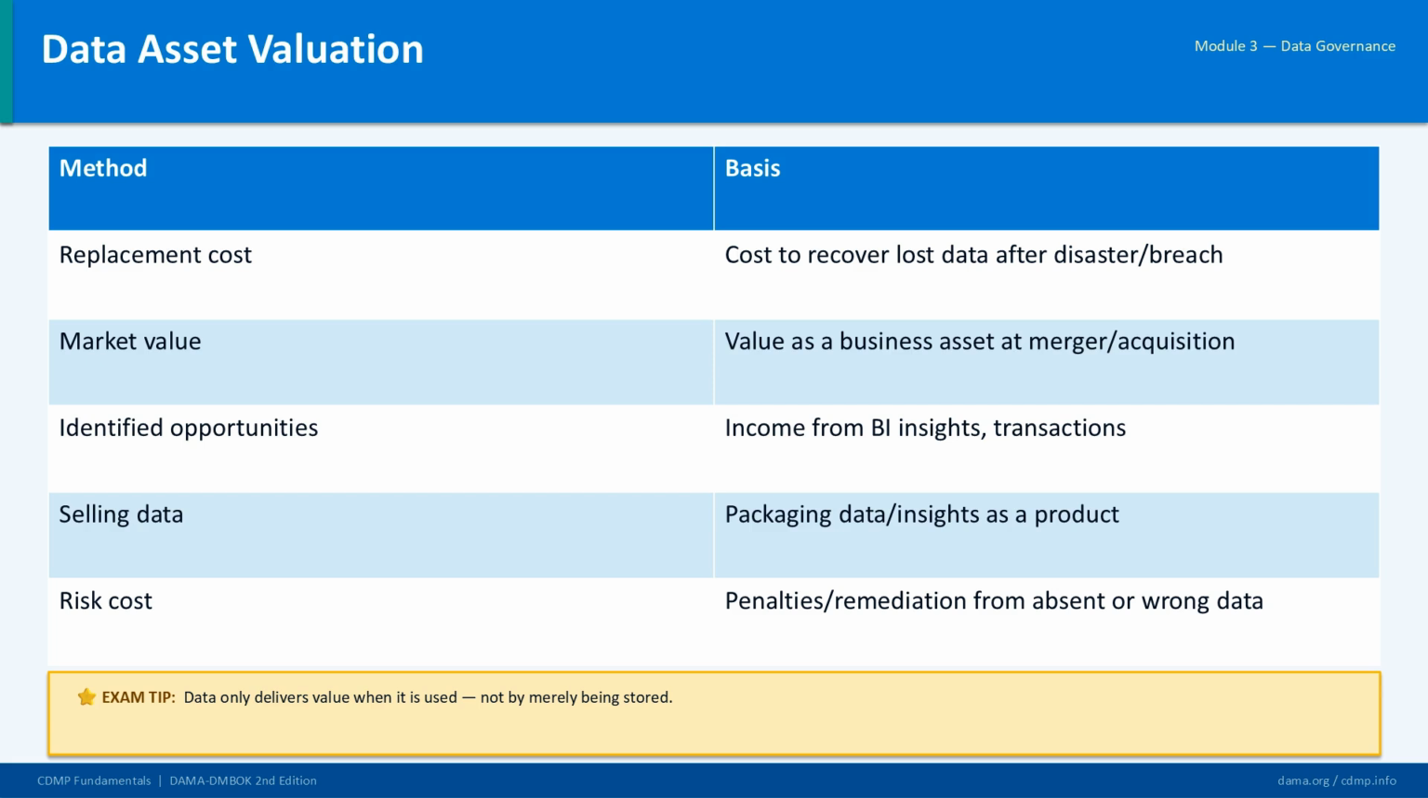Replacement cost: what it would cost to recover the data after a disaster or breach. Market value: what the data is worth as a business asset during a merger or acquisition. Identified opportunities: the income you could earn from BI insights or transactions. Selling data: packaging the data or its insights as a product. And risk cost: the penalties and remediation costs that come from missing or wrong data. The key exam idea: data delivers value only when it's used. Simply storing it creates cost, not value.